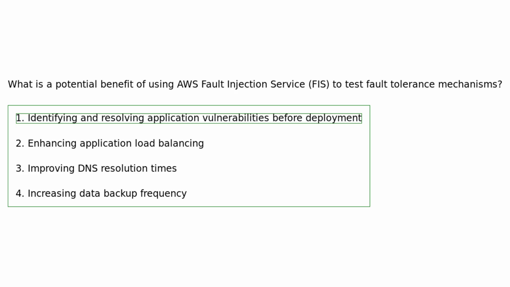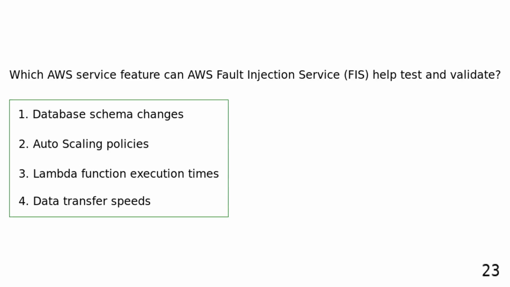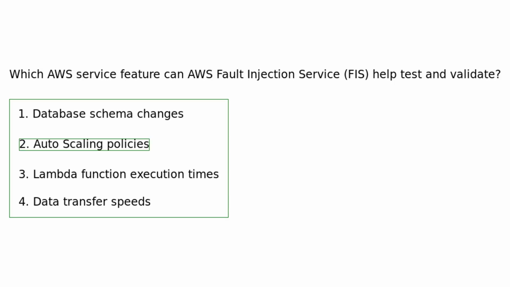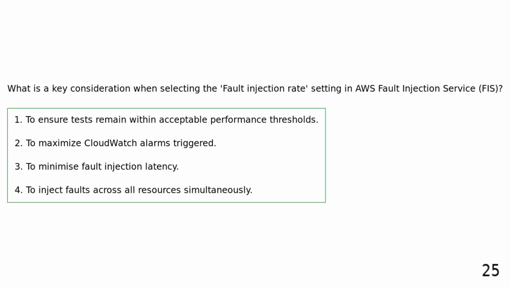before deployment. Which AWS service feature can AWS Fault Injection Service help test and validate? Database schema changes. Auto-scaling policies. Lambda function execution times. Data transfer speeds. AWS Fault Injection Service can help test and validate auto-scaling policies by injecting faults to observe scaling behavior under different conditions. What is a key consideration when selecting the fault injection rate setting in AWS Fault Injection Service?